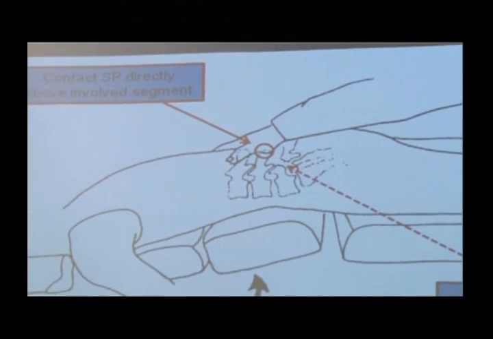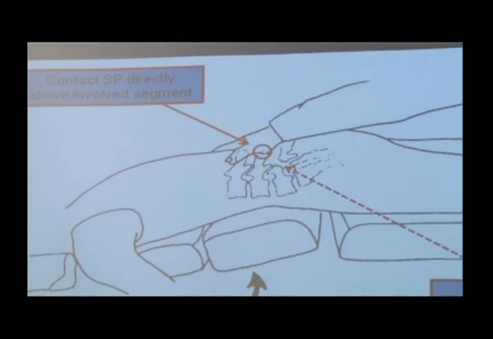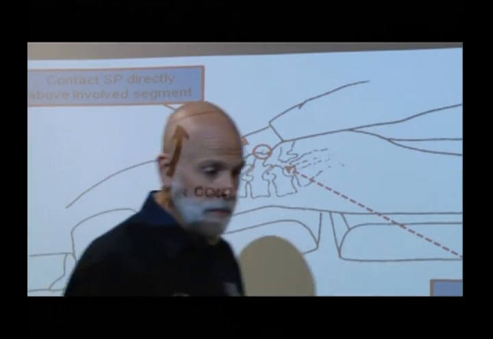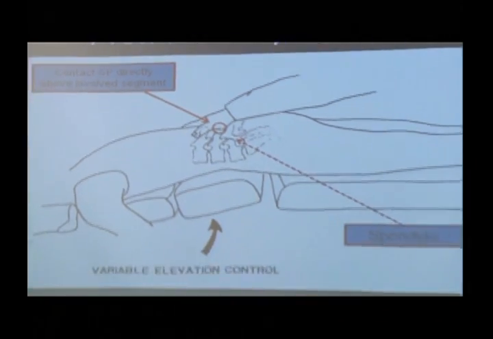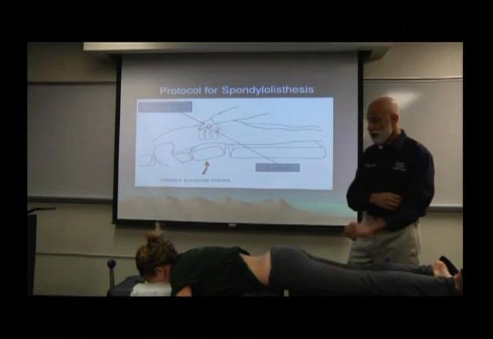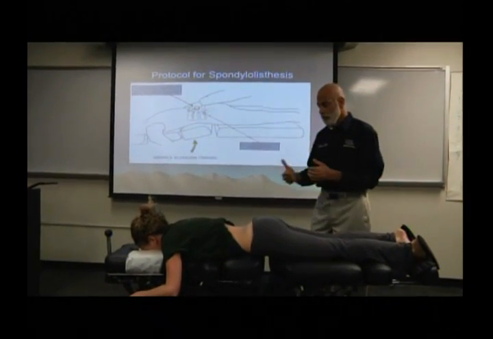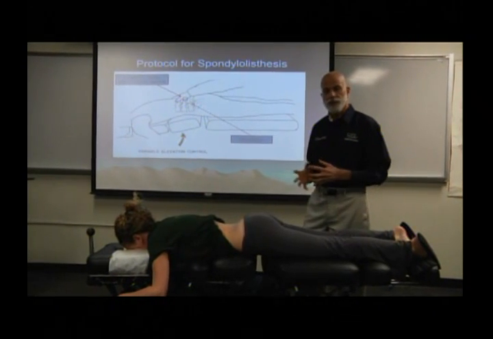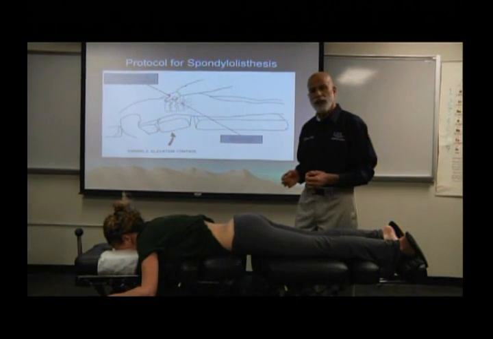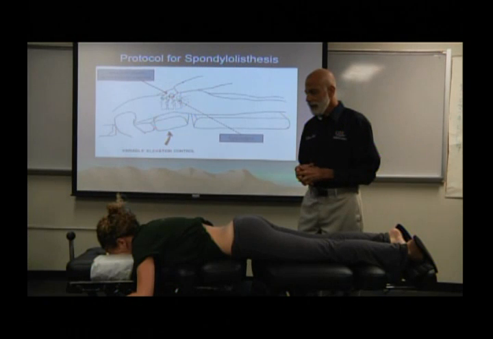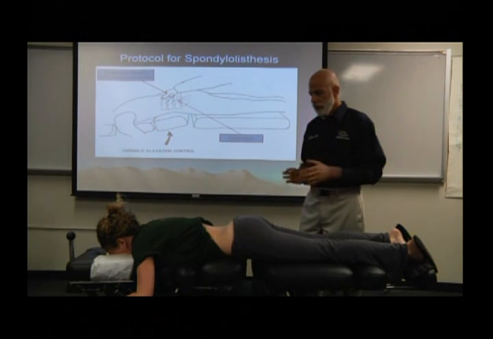Very, very effective. Works wonderfully well for the lytic type or the non-lytic type. And the non-lytic type would be degenerative spondylolisthesis, where there is no pars defect, but you do have anterior slippage due to advanced degenerative changes in the facets and in the disc. And that's an overview of spondylolisthesis procedures.